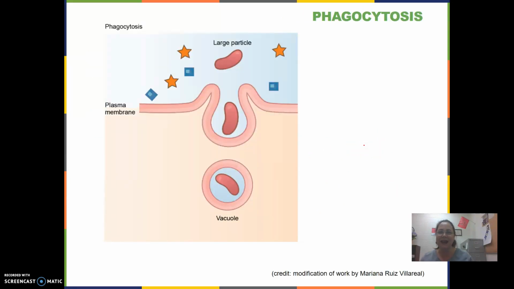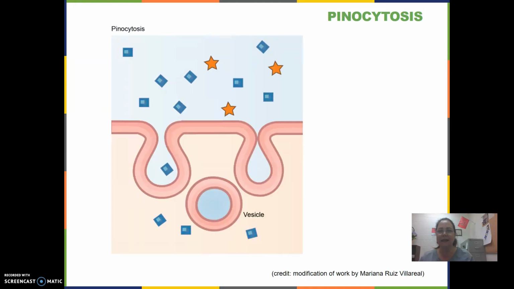And this is a much better picture of phagocytosis. This looks like a typical bacterial cell, but it's a large solid particle which is being engulfed. The plasma membrane is forming an invagination, and then it's going to pinch off. And that vacuole that forms from the plasma membrane is going to be enclosing that bacterial cell or that food particle or some solid substance. And in pinocytosis, a solution is going to be engulfed. That's why it's called cell drinking, but it's very similar.